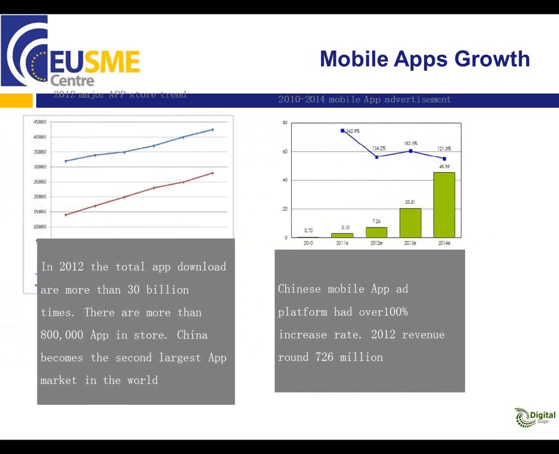In terms of mobile application growth, in 2012, the total number of applications downloaded in China was over 30 billion. And there are more than 800 applications in stores, whether it's Apple Store or Android or other operating systems. China has become the second largest application market in the world. In 2012, Chinese mobile applications had over 100% growth.